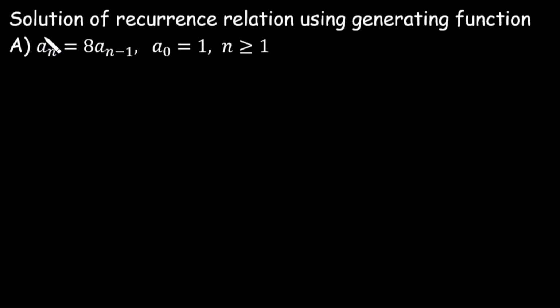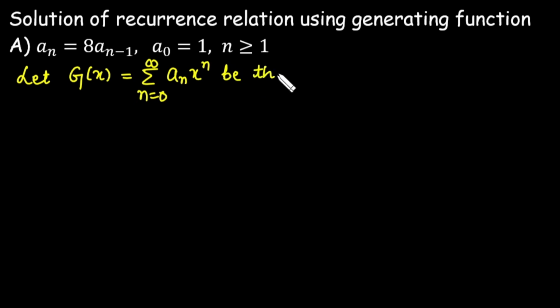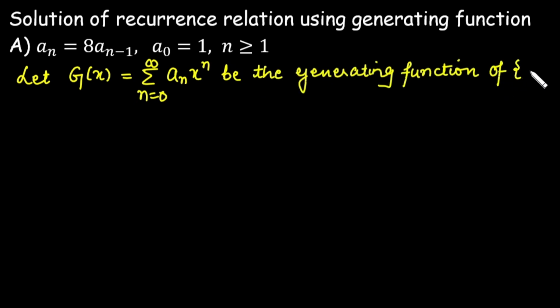So we need this approach for finding the solution of a recurrence relation using generating function. Moving towards the solution of recurrence relation using generating function, here we need to solve this recurrence relation using generating function. The first step is always to assume that whatever the sequence we are getting from this recurrence relation is generated by some function. So we assume let g(x) is equal to summation n from 0 to infinity a_n x raised to power n be the generating function of sequence a_n.